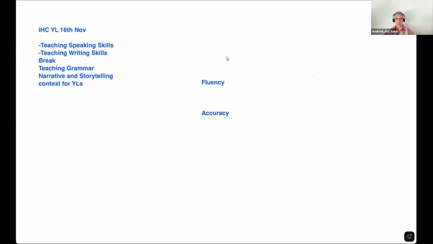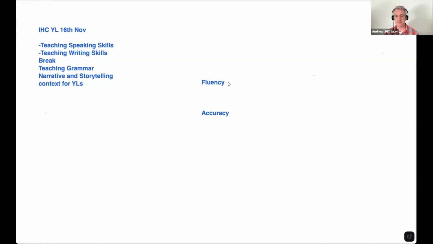Today we'll be looking at teaching speaking skills, focusing on issues of fluency and accuracy and how to set up speaking lessons. Then we'll be looking at how to teach writing skills and important areas like scaffolding the students' writing. More explanation on that later. After the break, teaching grammar. More interesting than it sounds. And we'll finish with more on storytelling.